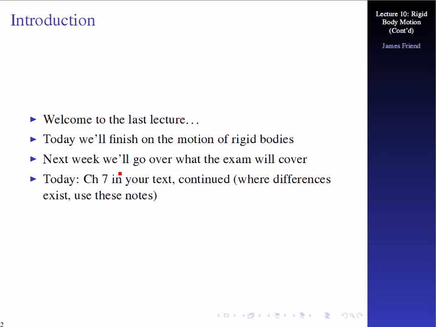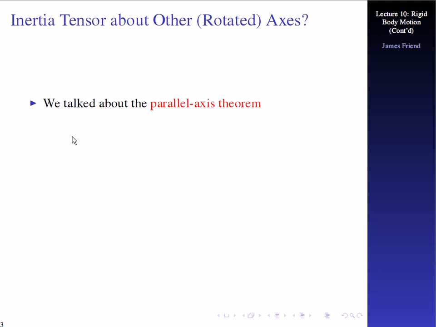So today there'll be some things from Chapter 7 of your text, and I'd suggest using these notes over the Haim Barrow book, but where you don't understand what's going on in here, then I'd suggest looking at that book, because it is really quite helpful.